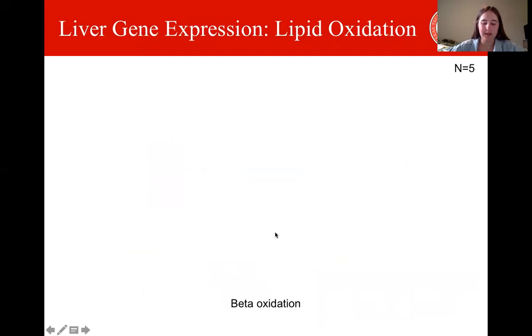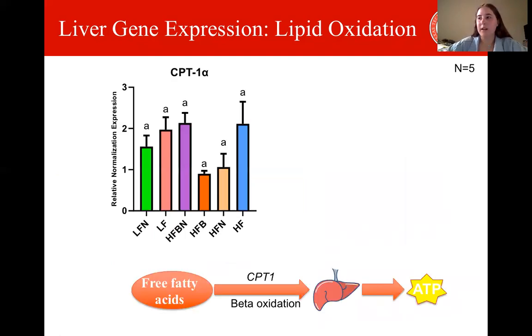Next, we looked at lipid oxidation genes to see the influence of beef and pH on this mechanism. We studied both CPT1 alpha and PPAR alpha. CPT1 alpha catalyzes the reaction with fatty acids that allows them to enter the intermitochondrial membrane in the liver and to be converted into ATP. PPAR alpha regulates this mechanism.